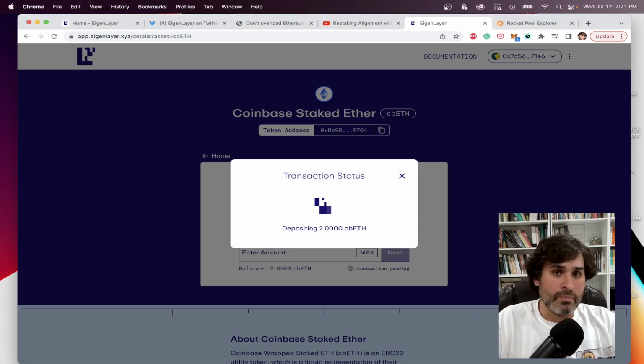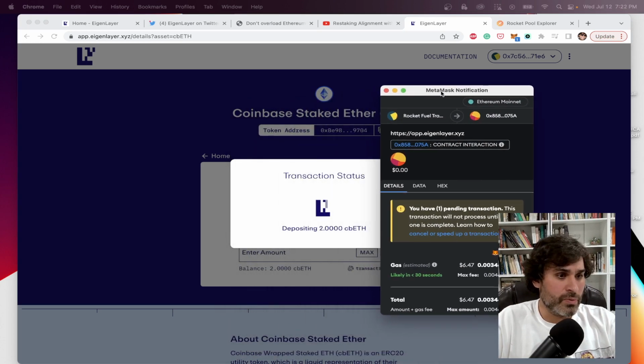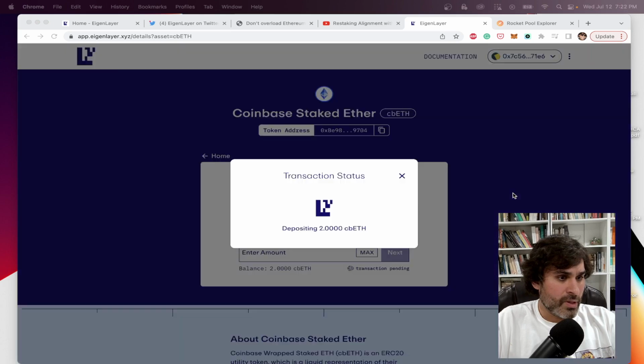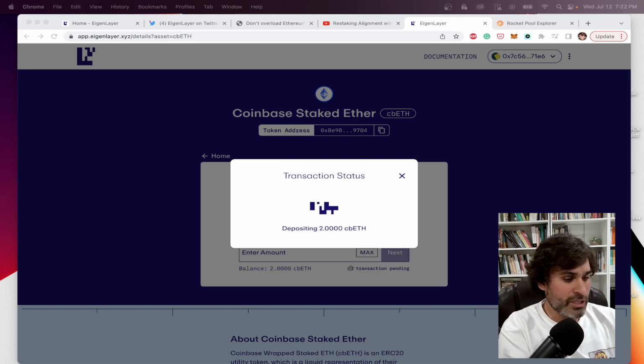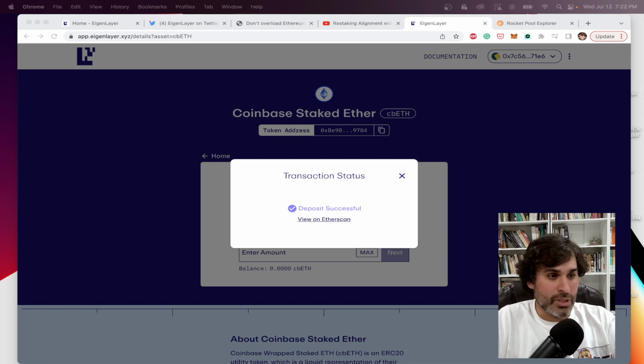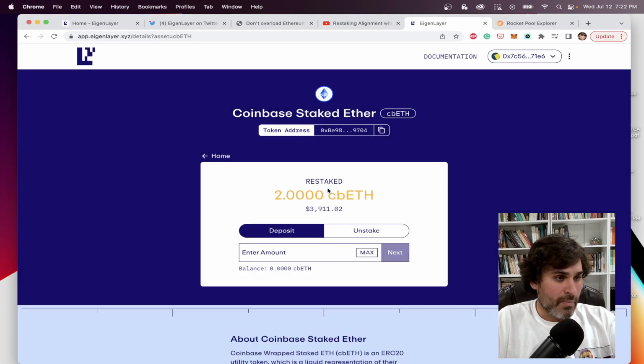Depositing. Wait, it brought up the MetaMask window in the wrong place. So I am now going to confirm this here. There we go. And now I need to sign another transaction again on my ledger. Okay, there we go. I did that. I put through the transaction, and I should have 2. So my 2 CBETH is now successfully deposited into EigenLayer, and there you go.